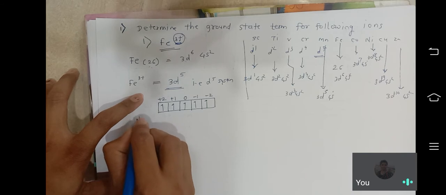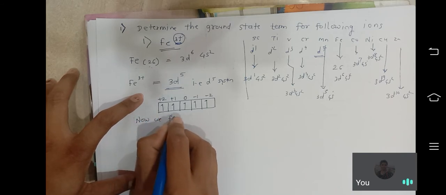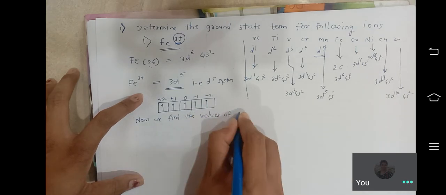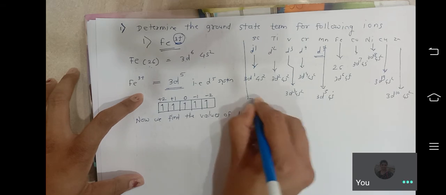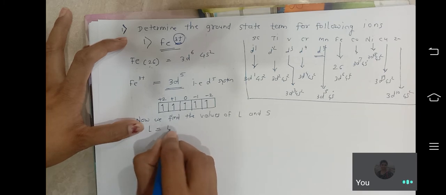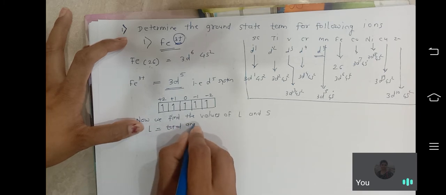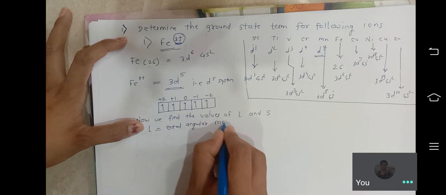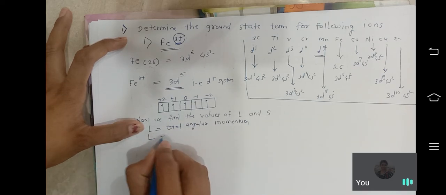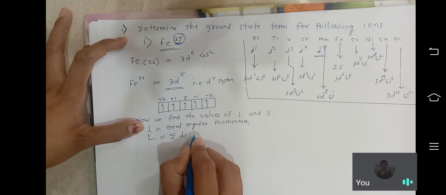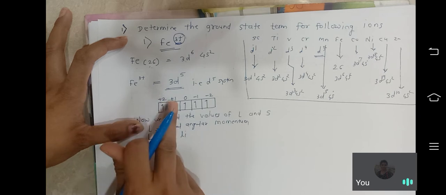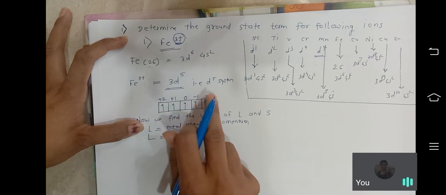Okay, now we find the values of L and S. Okay, L means what? What is the value of L? L means total angular momentum. How do you find the value of L? That means summation of small li. Okay, see here. So when you add these values of l, +2, +1, 3, -1, -2, -3.